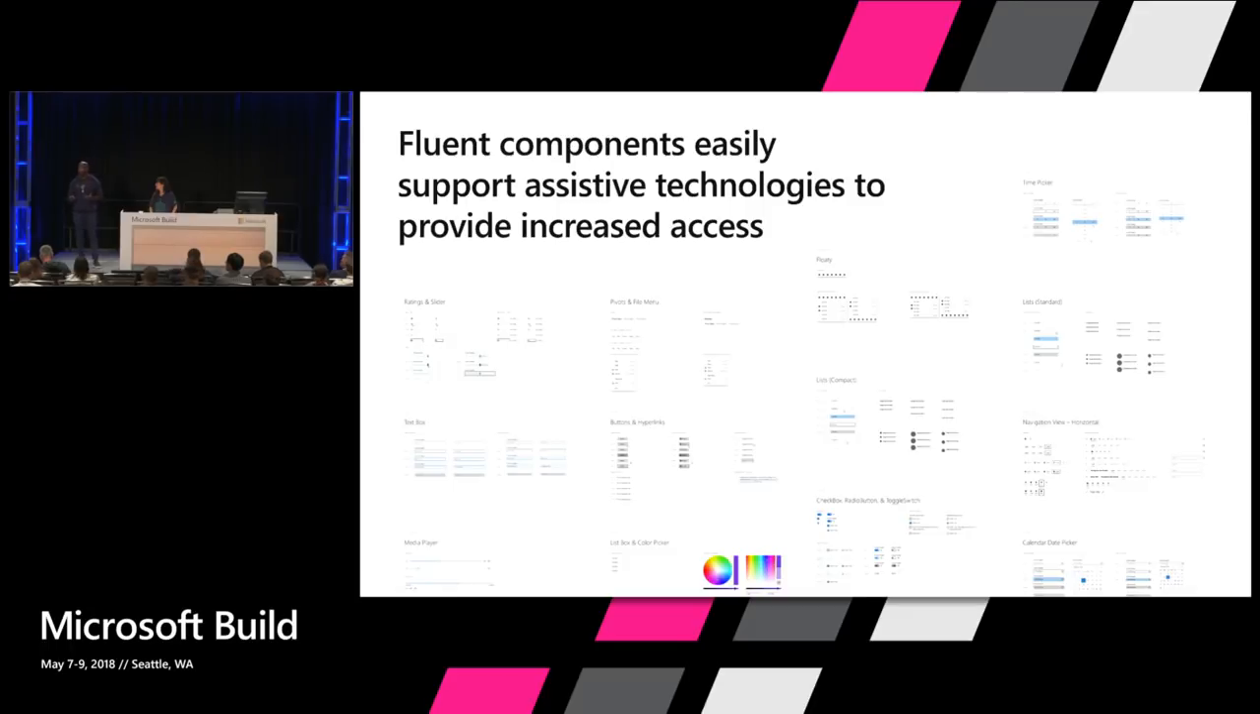So Fluent controls have built-in accessibility support for assistive technologies. At a basic level, with very little work, by manipulating a handful of properties and a little extra time, you can test your app against programmatic access, keyboard navigation, and color contrast to improve customer experiences for all your customers.